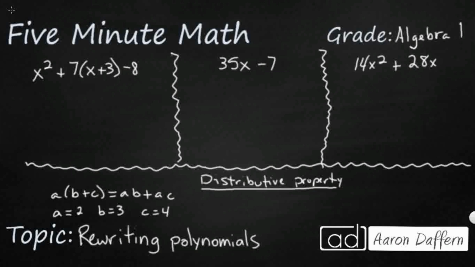So I'm going to rewrite this as my A is 2, my B is 3, my C is 4. Does it really equal AB? So that's going to be 2 times 3 plus AC, 2 times 4. So let's simplify this. This is really 2 times 7. That's going to equal 2 times 3 is 6, plus 2 times 4 is 8. So yeah, that's 14 equals 14.